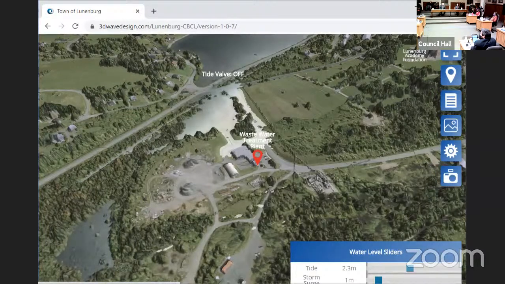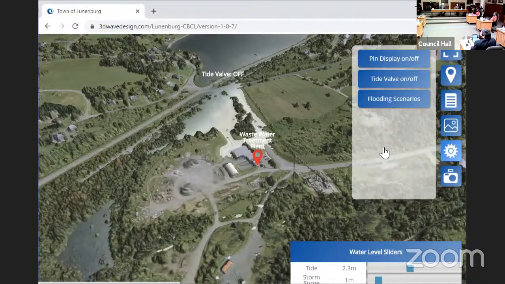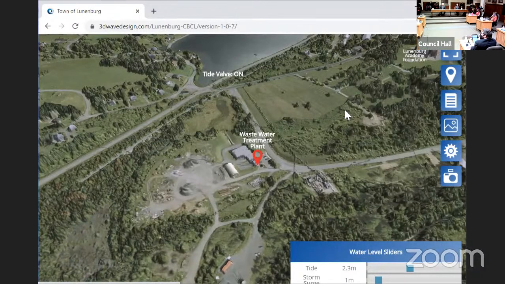Now, what we've done is we've taken the information from CBCL. If you go under the gear cog, we'll show you how to put a check valve on the drainage culverts under the road, the bypass road. It would be tide valve on off. All of a sudden, you see, once you have a one-way valve there, the water levels haven't changed, but there's no ingress to the wastewater treatment plant.